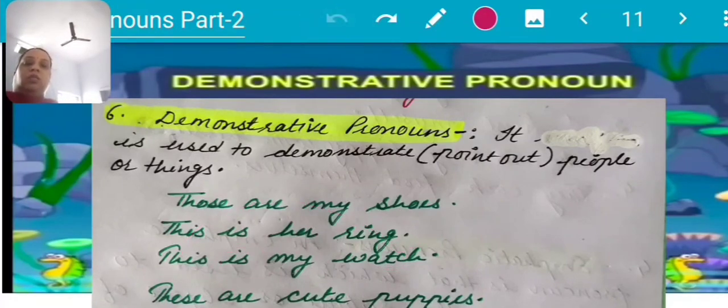Now the next sentence is "These are cute puppies." After these, what is there? A helping verb, and these is pointing to puppies. If the sentence were "These puppies are cute," then the word these would work as an adjective. But here the word these is followed by a helping verb, so it is working as a demonstrative pronoun. Let's see the next one.